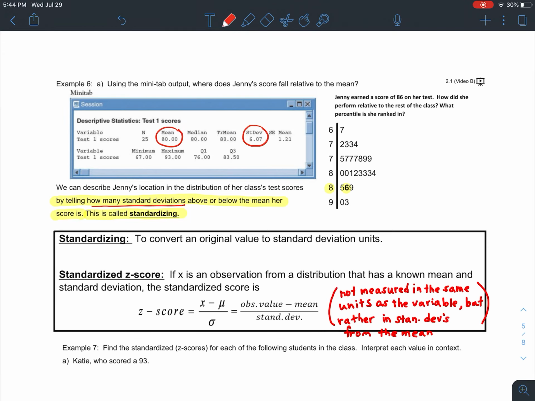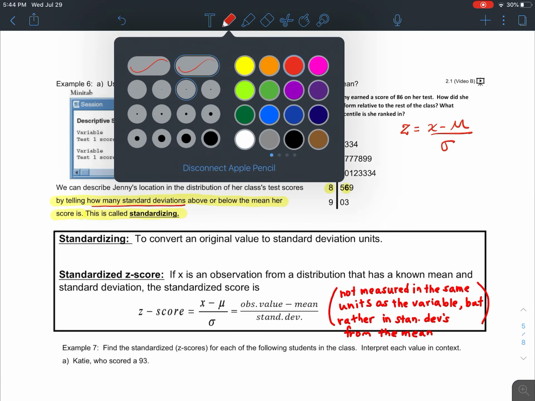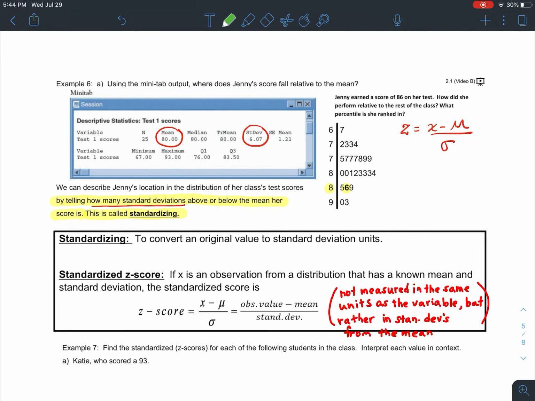So if we're looking to figure out how many standard deviations Jenny's score is from the mean of 80, this is the formula that we use to calculate a z-score. Okay. Now I'm going to write this formula down. We can discuss what these variables represent. This stands for the individual observation. In this case, that would be Jenny's score. This is the mean of the entire data set, and this is the standard deviation of the entire data set.